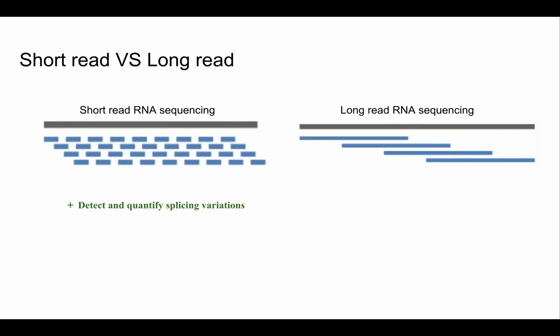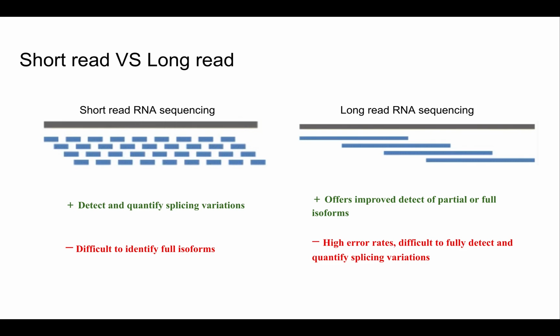Short-read RNA sequencing has given researchers unprecedented detection and quantification capabilities of splicing variations across biological condition and disease stage. However, short-read technology is not able to directly identify which isoforms are responsible for the sequence fragments or how splice variations across the gene are connected. In contrast, long-read sequencing offers improved detection of underlying full-length isoforms, but it's limited by higher error rate and lower throughput, which hinders the ability to fully detect and quantify splicing variations.